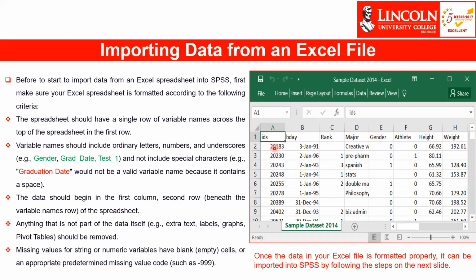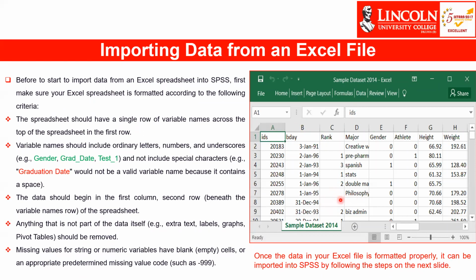Okay, anything that is not part of the data itself, such as extra text, label, graph, pivot, should be removed. So missing value for string or numeric variable have blank empty cell, such as this place. These are missing values. These are two examples of a missing value. Or an appropriate predetermined value code, such as this. So whenever you don't have anything like this, it will be treated as a missing value.